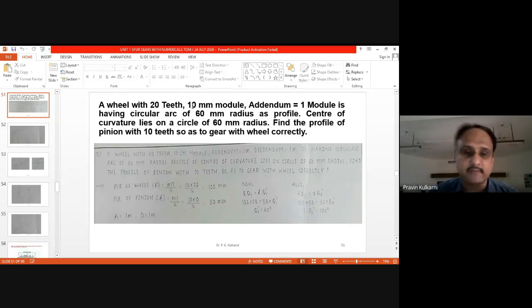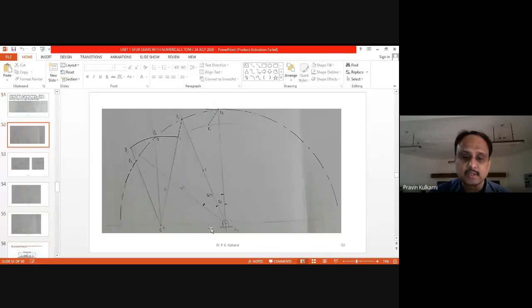So let's start with the pitch circle radius (PCR) of the wheel. Pitch circle radius of the wheel is given by mT by 2. Module is 10, teeth are 20, divided by 2, that will be 100 millimeter. So the first step is to locate the center of the wheel, O1, somewhere on the lower part of the drawing sheet. Anywhere in the space downside, and vertically it should be at the center of the page or drawing sheet, whatever you are referring.